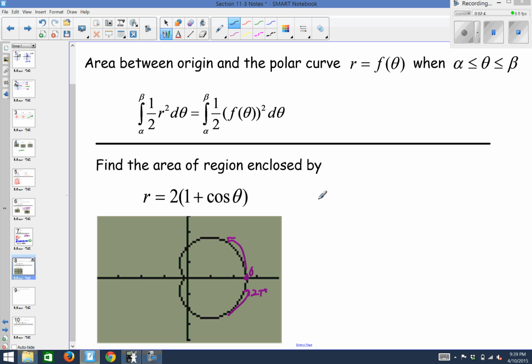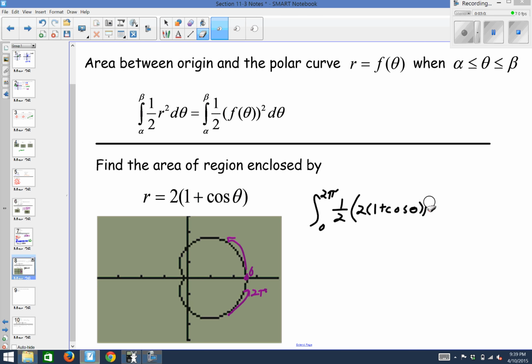So all I need then is, this would be the integral. I figured out theta goes from 0 to 2 pi of 1 half times my function, my r, squared d theta. I could go ahead and do this algebraically.